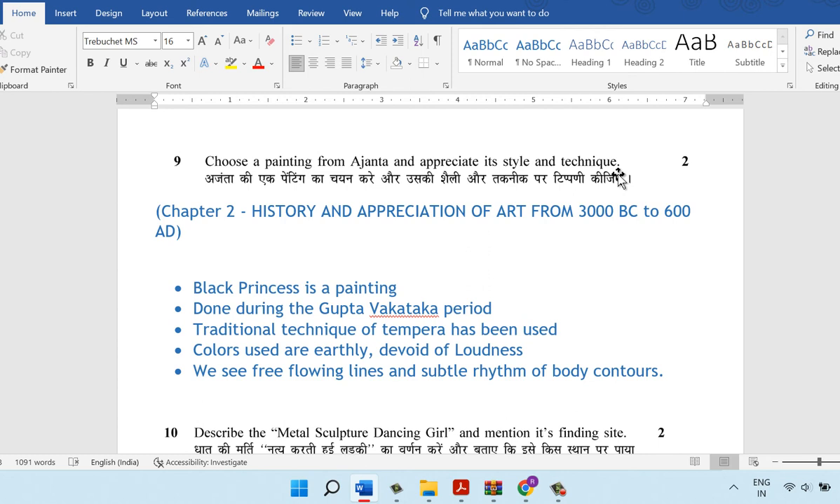The next question, question 9. Choose a painting from Ajanta and appreciate its style and technique. This is from chapter 2, History and Appreciation of Art, from 3000 BC to 600 AD. The painting from Ajanta is the Black Princess, and this was done during the Gupta Vakataka period. The traditional technique of tempera has been used to do this painting. The colors used are earthy colors and they are devoid of any loudness. In this painting, we see free-flowing lines and subtle rhythm of body contours.